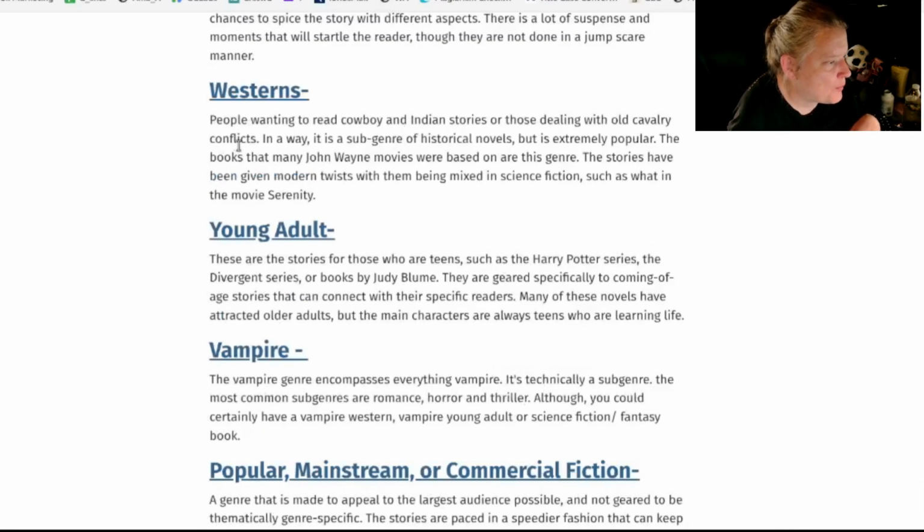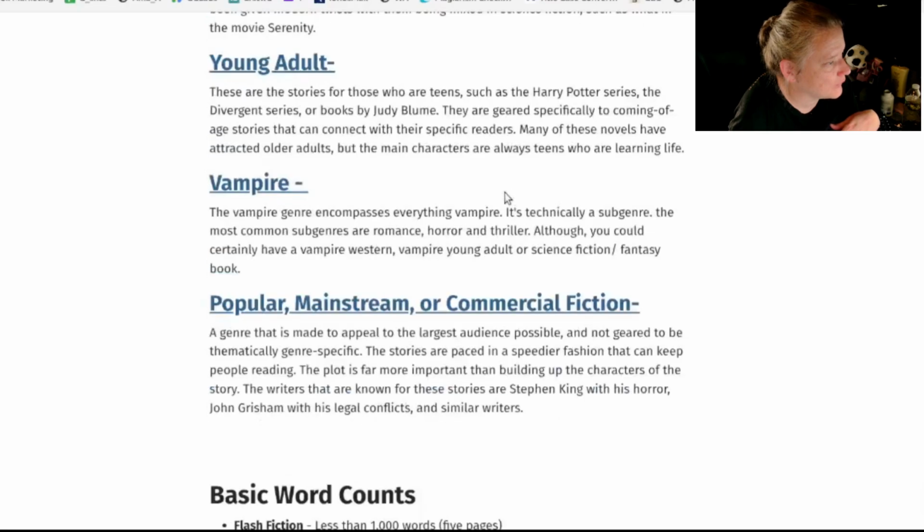Westerns. People wanting to read cowboy and Indian stories or those dealing with old cavalry conflicts. In a way, it's a subgenre of historical novels, but it's also extremely popular. And actually, it's growing back in popularity. These stories have been given modern twists, with them being mixed into science fiction. So that's that.